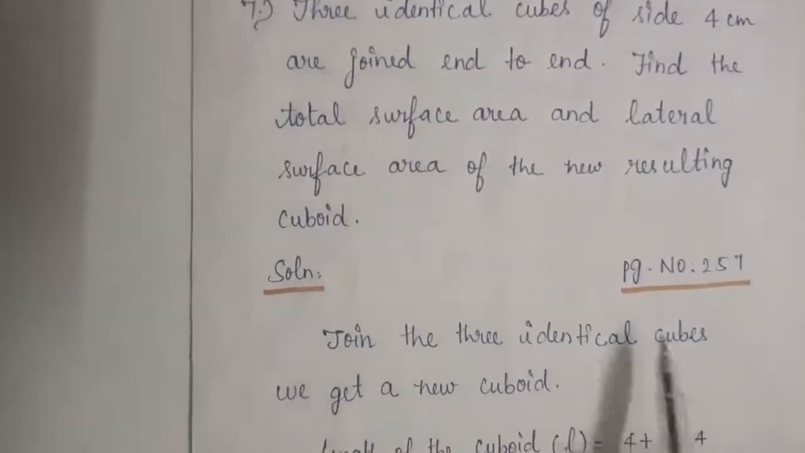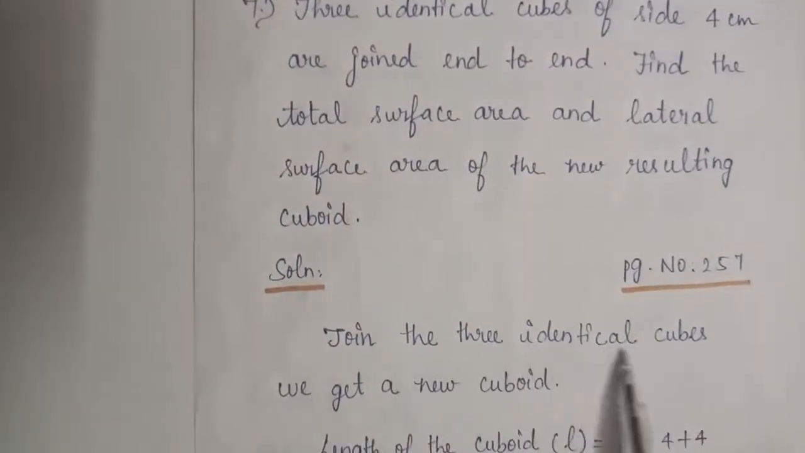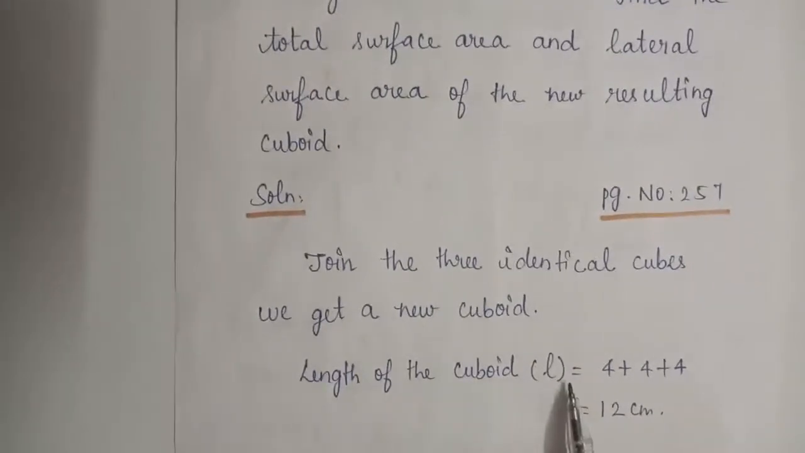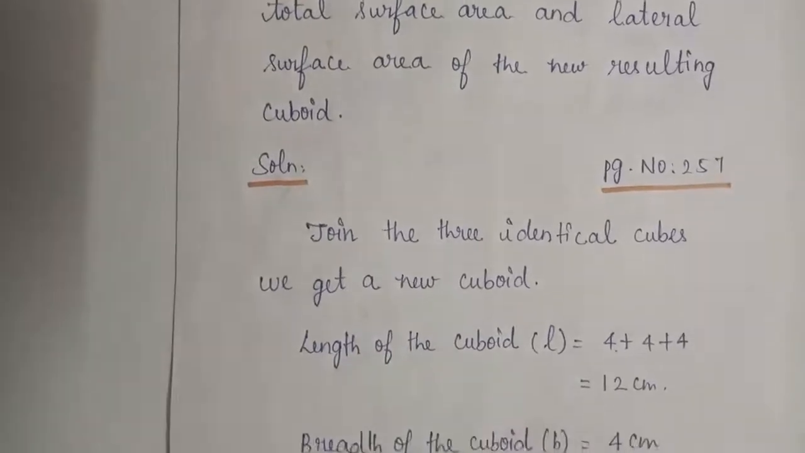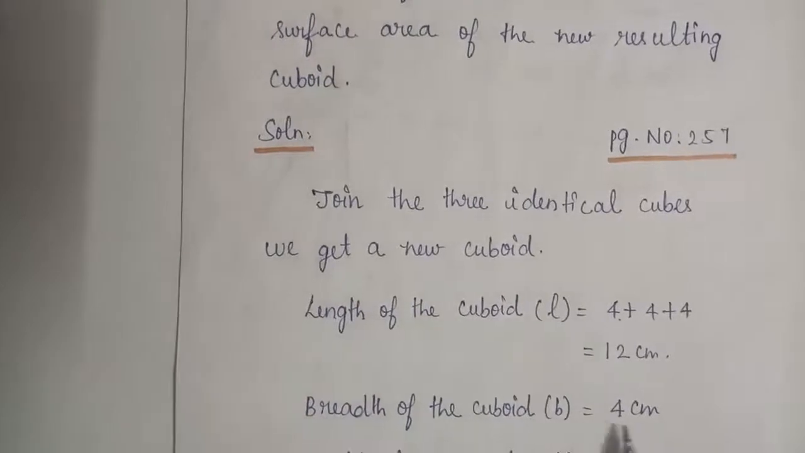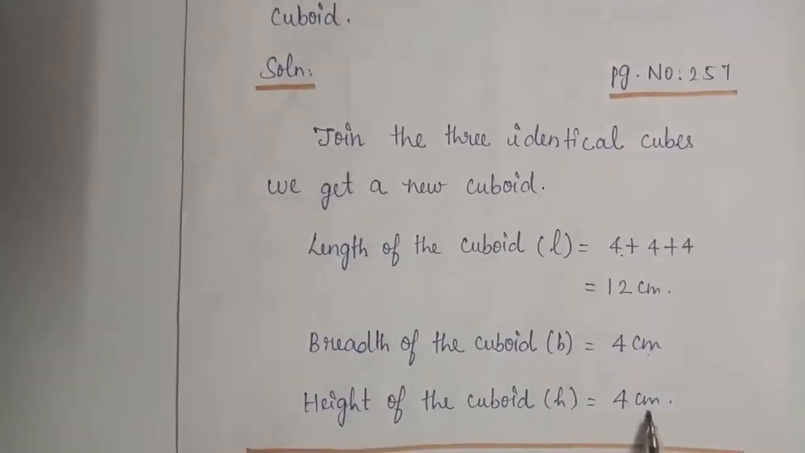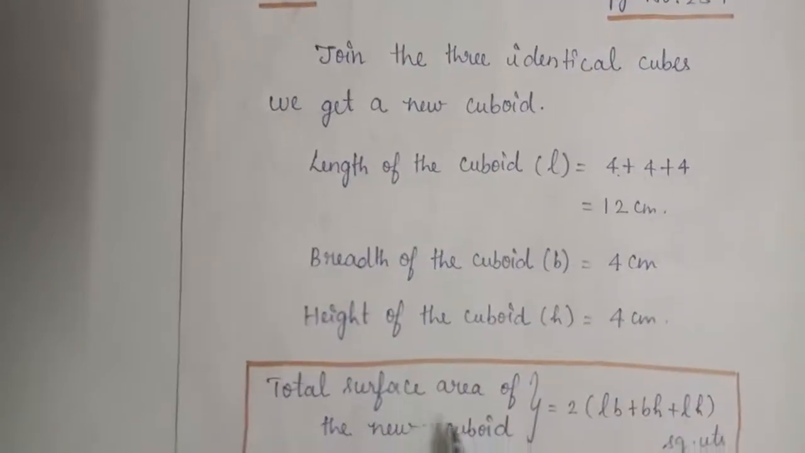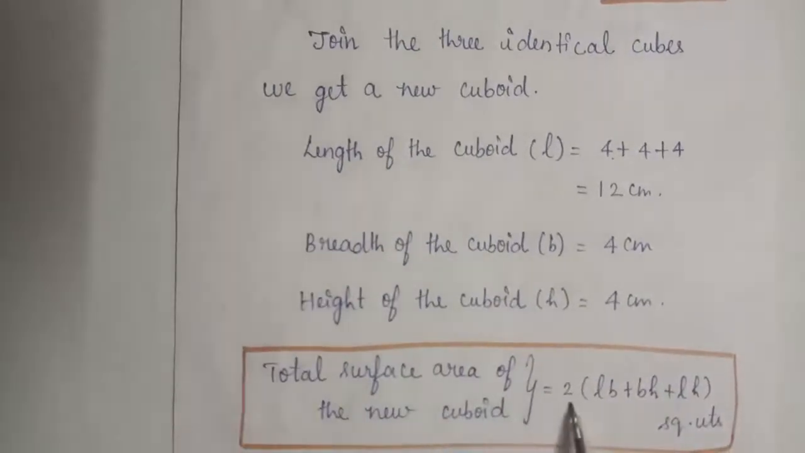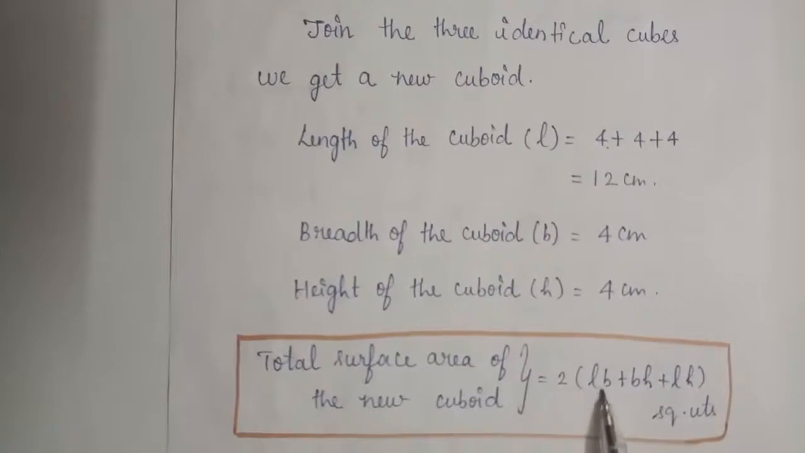So solution, join the 3 identical cubes, we get a new cuboid. So length of the cuboid l is equal to 4 plus 4 plus 4 is equal to 12 centimeter. Then breadth of the cuboid b is equal to 4 centimeter and height of the cuboid h is equal to 4 centimeter.